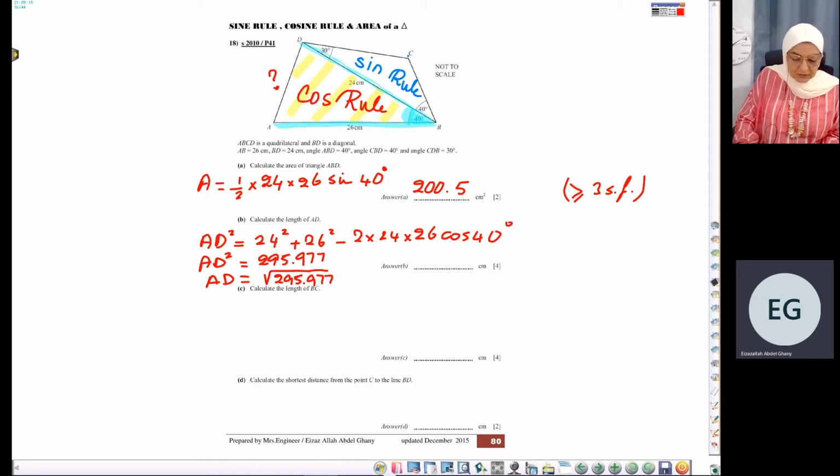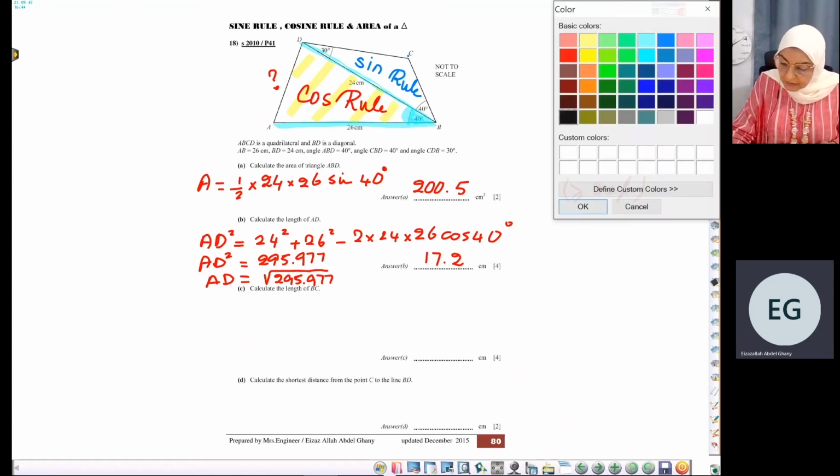295.977. I just write it as rounded, but simply I click square root of answer equal. Does it make sense to be 17 point something? Yes, it does make sense because the length of the other two sides of the triangle are 20 something. So now calculate the length of BC.